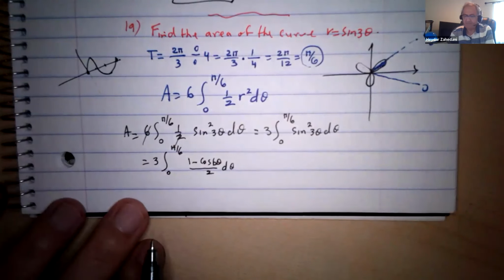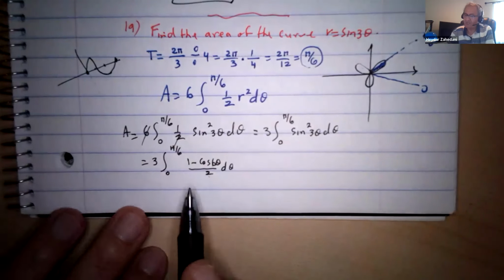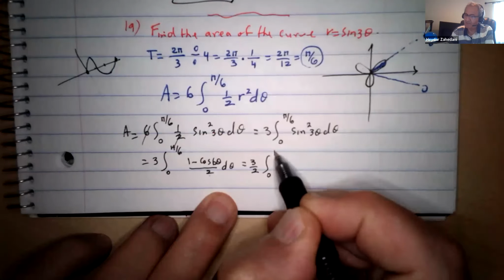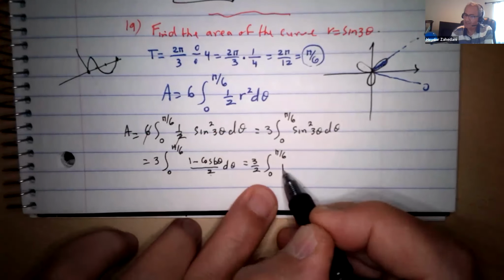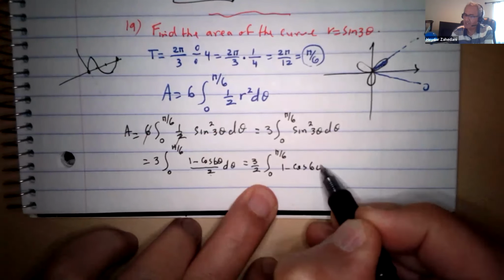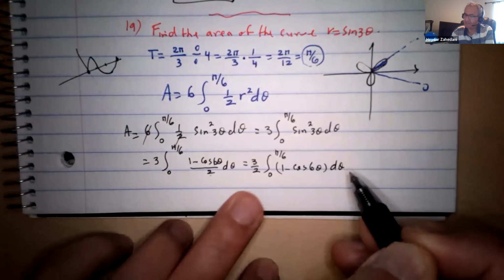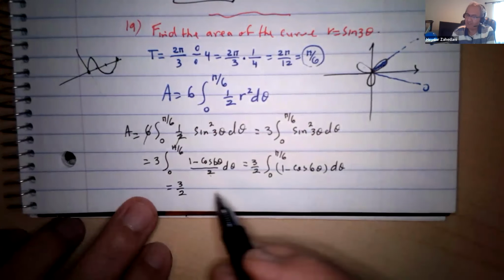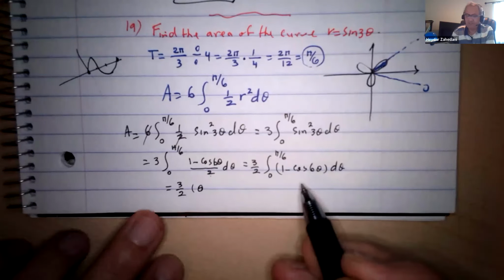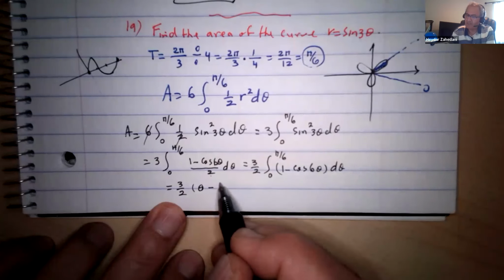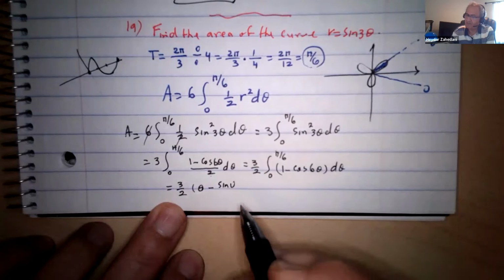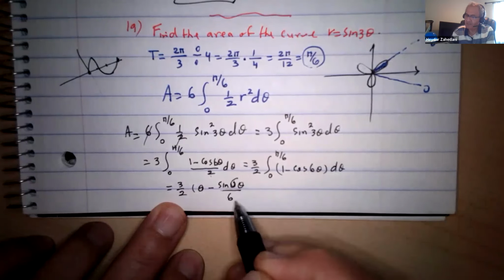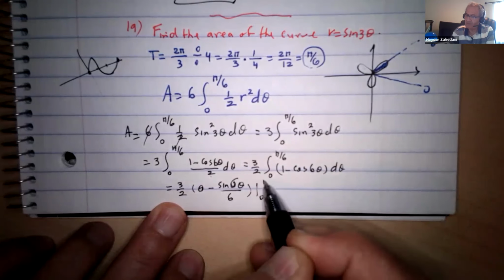Easily integrate, because you can pull out this 1/2 again, so that gives you 3/2, integral from 0 to pi/6, and that's 1 minus cosine of 6 theta. So it's going to be 3/2. Integral of 1 is theta. Integral of cosine is sine. It's going to be minus sine of 6 theta, but you have to divide it by 6, to be evaluated from 0 to pi/6.